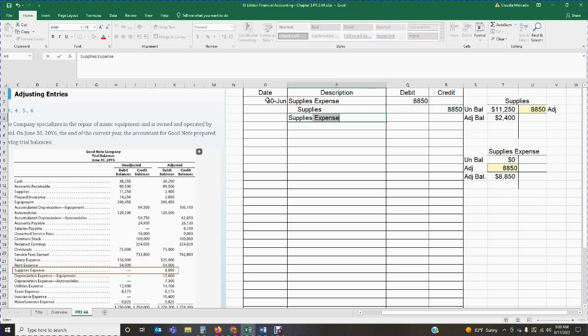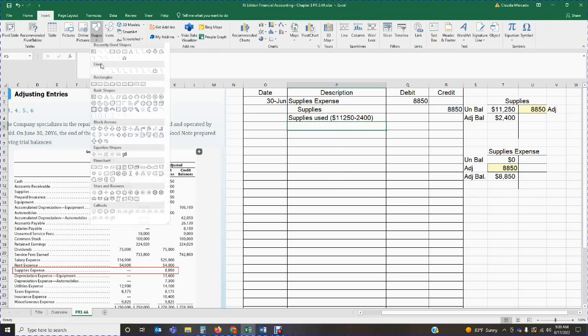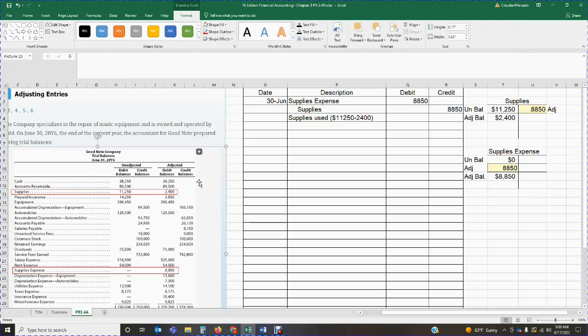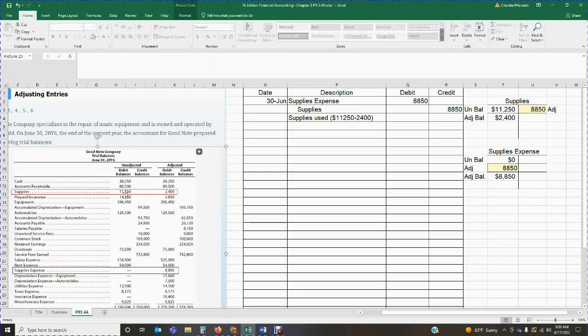And then we can put here a description: supplies used, and then it's $11,250 minus $2,400. So that is what happened. That takes care of my supplies and my supplies expense. Those two accounts that had a different balance are now taken care of. We've already recorded the entry for supplies and the entry for supplies expense. That takes care of those two adjusting entries.